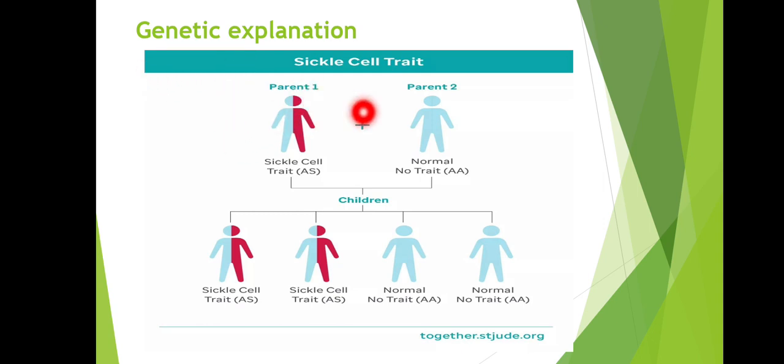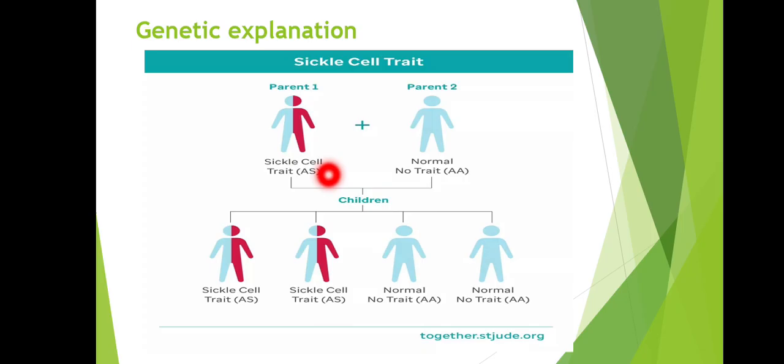If we have parent 1 and parent 2, and parent 1 has sickle cell trait, we mean that in their genotype they are not really sick. They have A, which is normal, and S, which is sickle cell. Then parent 2, probably the father, because usually parent 1, the mother, is the carrier. The father is normal. They have no trait of sickle cell. They are normal. They have AA.